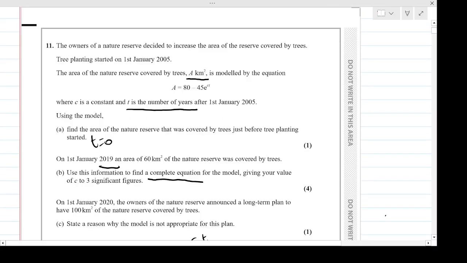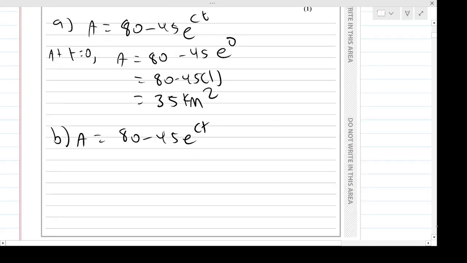I'm given some information. January 2019, that's a year, that's a value of t. But what value of t will that be? Well, t starts at 2005. So how many years from 2005 to 2019? 14 years, right? So t is 14 here. The area is 60, so A is 60. That's a condition I can substitute in. So A is 60, t is 14, which means 60 equals 80 take away 45 e to the 14c.